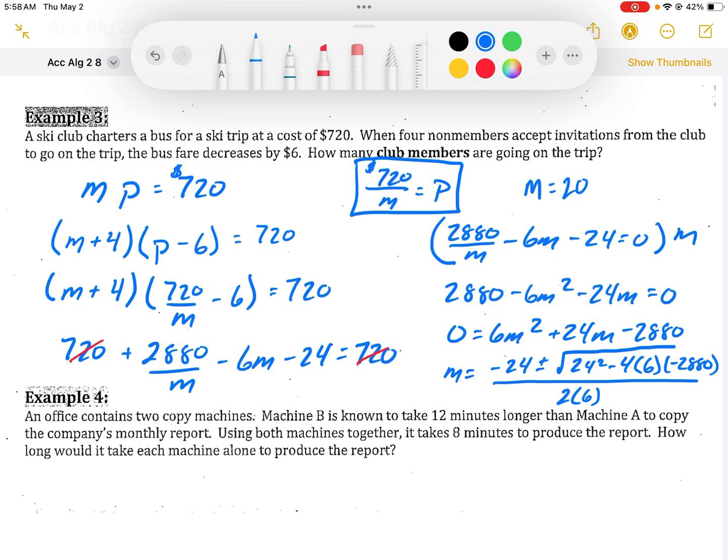So now that we have M, we don't have to go back and plug it in, because when we defined M at the beginning, M was our members. So the answer to this is 20.